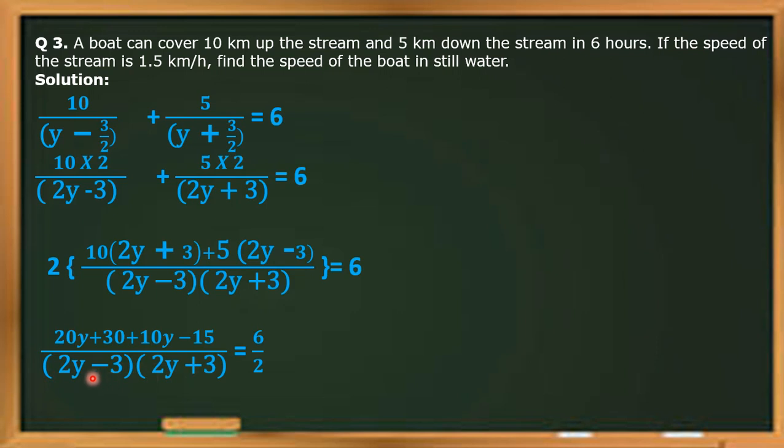So we can write (2y)² minus 3². Okay, so let us multiply here. In the next step, we get 2y multiplied by 2y becomes 4y². Then minus 3 multiplied by 2y becomes minus 6y. Then this 3 multiplied by 2y becomes 6y, and again this 3 multiplied by minus 3 becomes minus 9. So this minus 6y and plus 6y will cancel out.